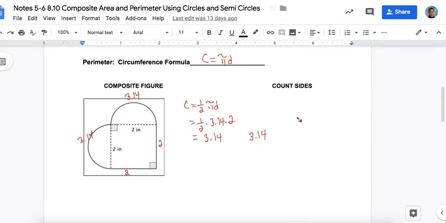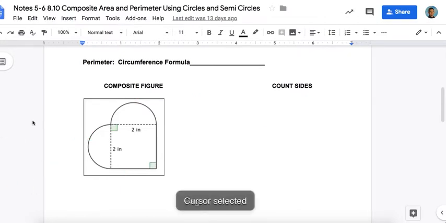And then now I'm going to count them all up. So we're going to start here. We're going to say 2 plus 3.14 plus 3.14 plus 2. And I remember I have 4 sides in the beginning, so I have 4 numbers. And I'm going to say 10.28 inches. And if I rounded to the nearest tenth, it would be 10.3 inches. Okay, let's look at some more examples.